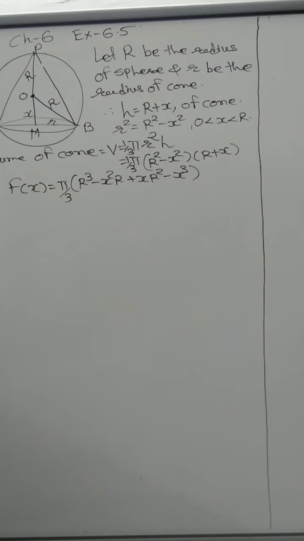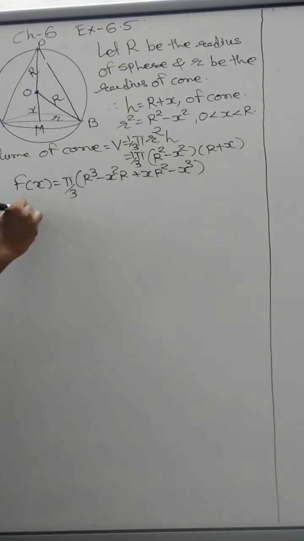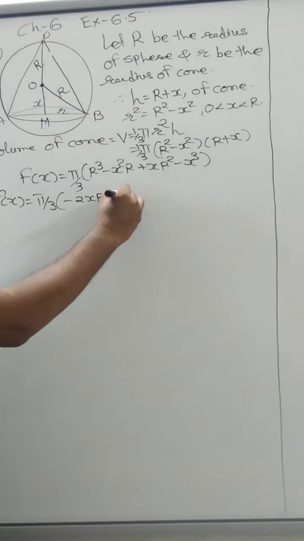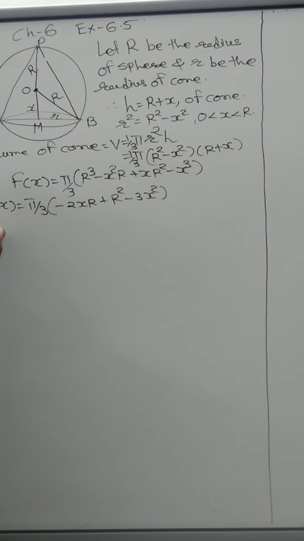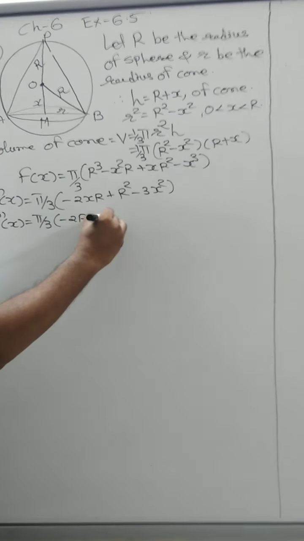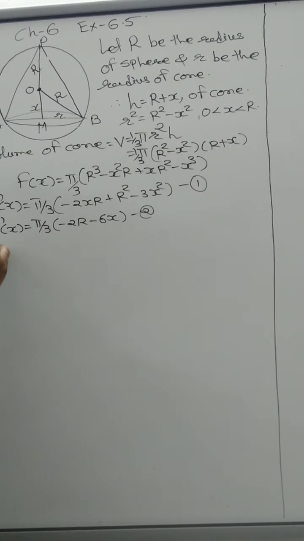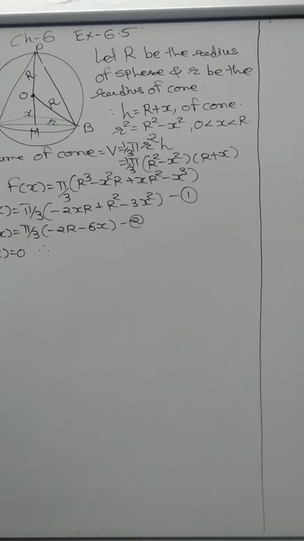Now we find the first derivative. Then the first derivative is equal to what? Pi by 3 times minus 2xR plus R square minus 3x square. Again we differentiate a second time, f double dash x, then we have pi by 3 times minus 2R minus 6x. Right? Now we take the first derivative f dash x as 0, and we find the value of either x or R.